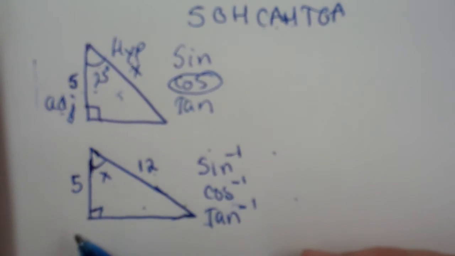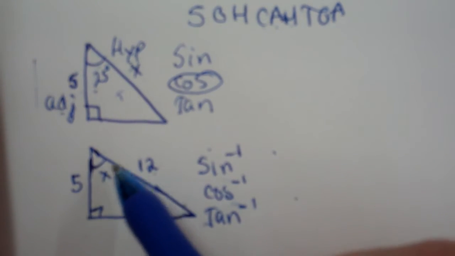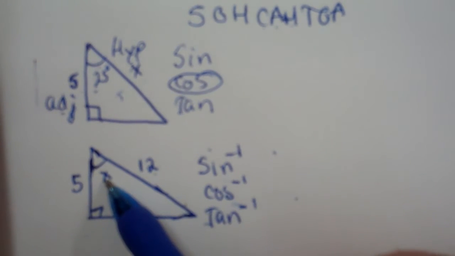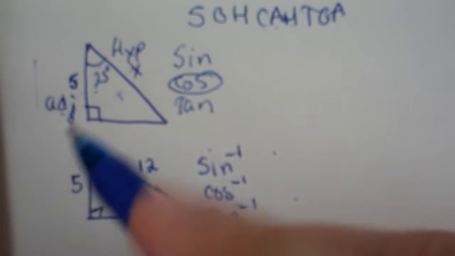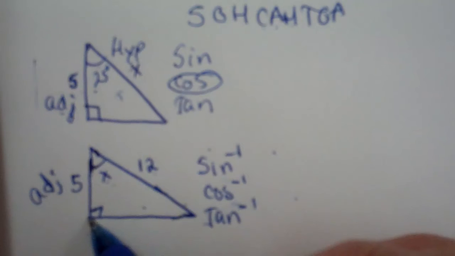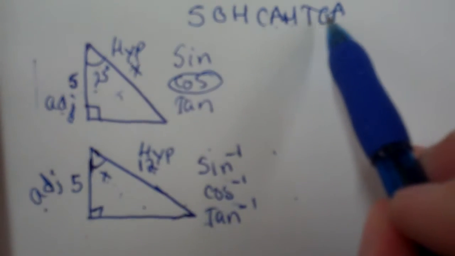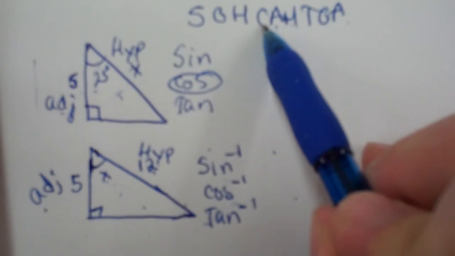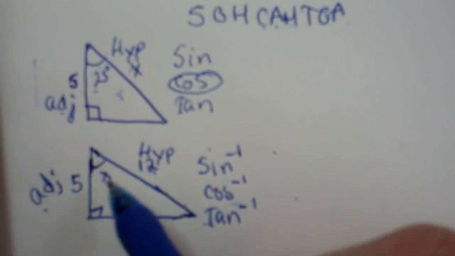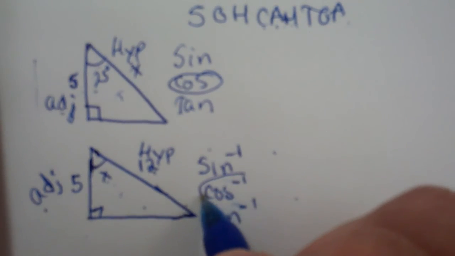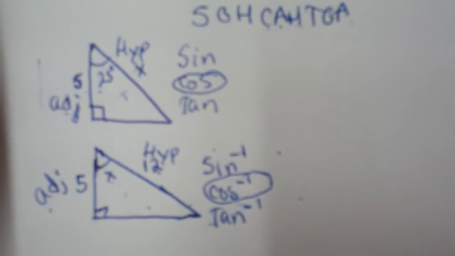Down here, if we look, here is an angle, and if that's my angle, then next to it is an adjacent, and across from the right angle is, of course, the hypotenuse. And which one uses an adjacent and a hypotenuse? Oh, that looks like, again, that's a cosine, but since I'm working with an angle, that means I'm going to need to use the inverse cosine.